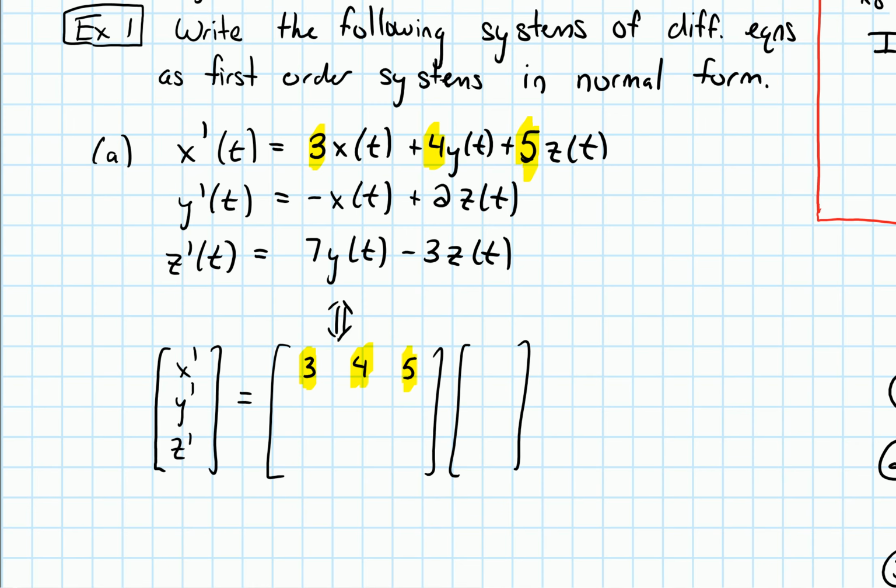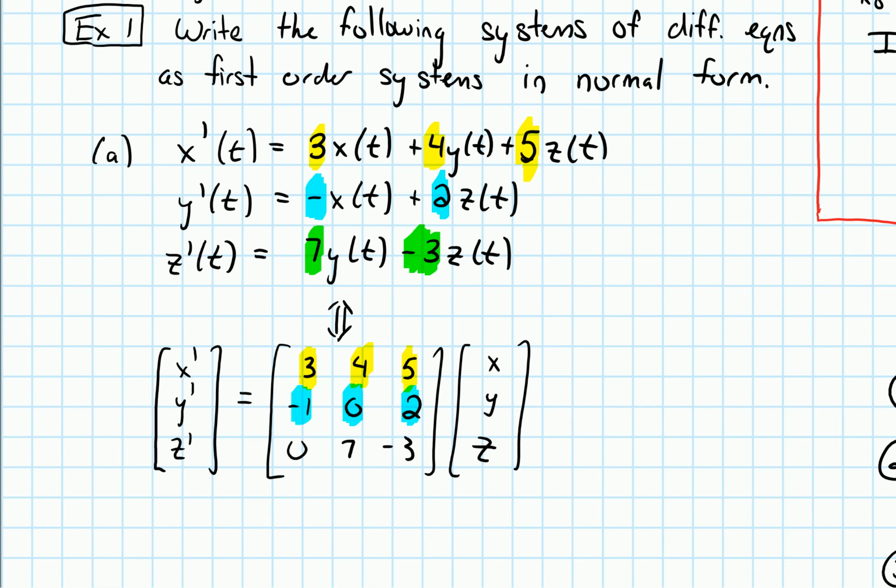For the second row, the coefficients are, there's a -1 in front of the x, there's no y term, and there's a 2 in front of the z. So writing those numbers down, I have a -1 in front of the x, 0 in front of the y, 2 in front of the z. So -1, 0, and 2. And then finally, for this third row, nothing in front of the x, 7 in front of the y, and -3 in front of the z. So I get 0 in front of the x, 7 with the y, -3 with the z. And that's going to get multiplied by the vector x, y, z.